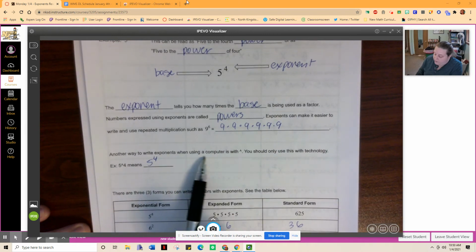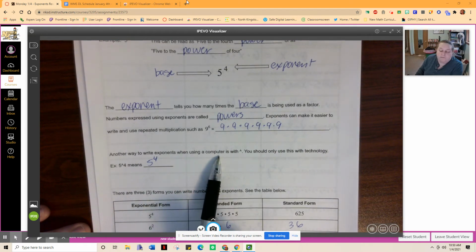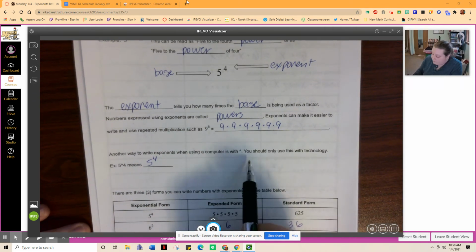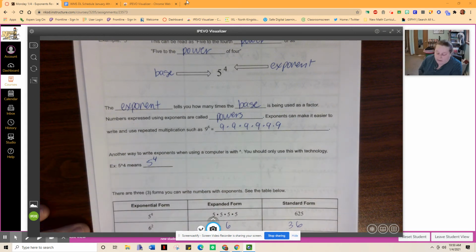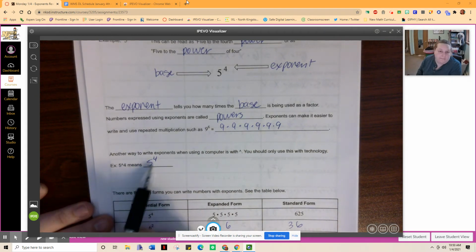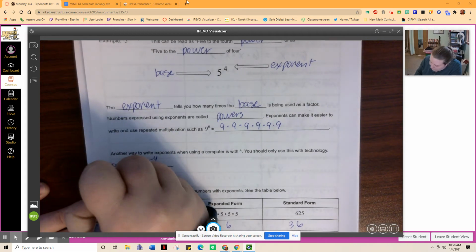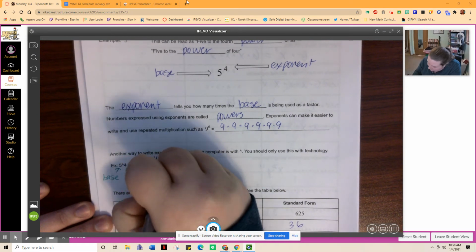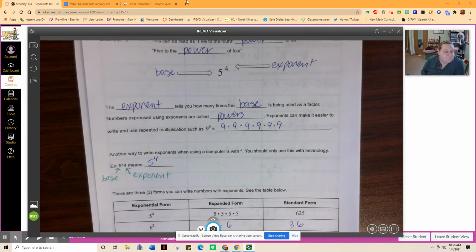Another way to write exponents when using a computer or your phone or any device is using the caret symbol. If you look on your keyboard, it's on the number 6. You should only use this with technology. So if you see 5 caret 4, it means 5 to the 4th power. 5 is the base, it comes first. 4 is the exponent, the number that comes second. Okay?